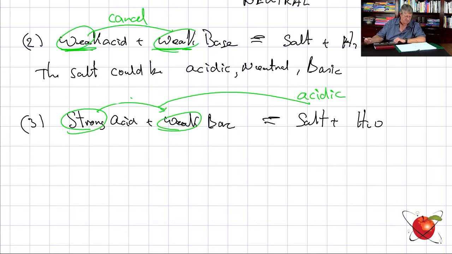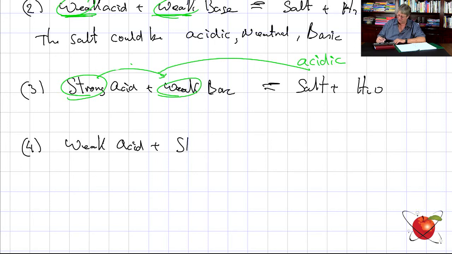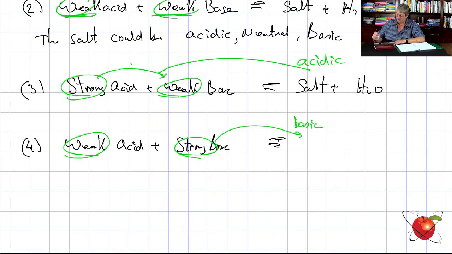The next one that we're going to look at is obviously the last one, the other version of that. Number 4 is going to be a weak acid and a strong base. Weak acid plus a strong base. What's going to happen here? Once again, let's use the cheat. Weak, strong, it's going to give me a basic salt. So when I put that in, I'm going to get OHs coming off it.